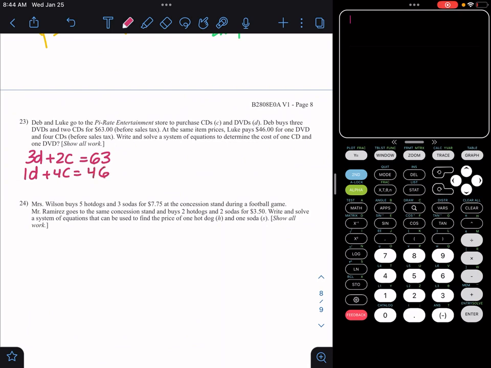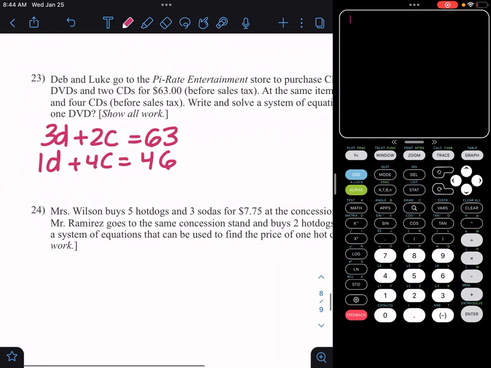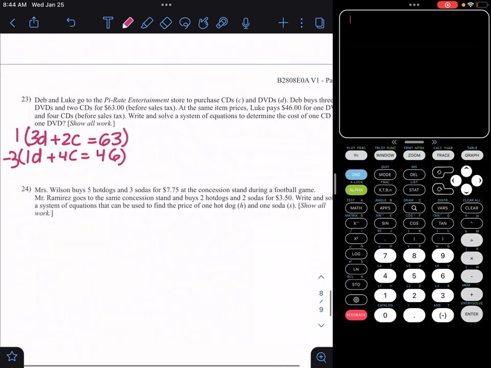Alright, let's solve this. We could solve it either way we want. So I'm going to times this one by 1 and this one by negative 3. So I would get 3D plus 2C equals 63, since none of that changes. Negative 3 times 1D is negative 3D. Negative 3 times 4 is negative 12C. And negative 3 times 46 is negative 138.